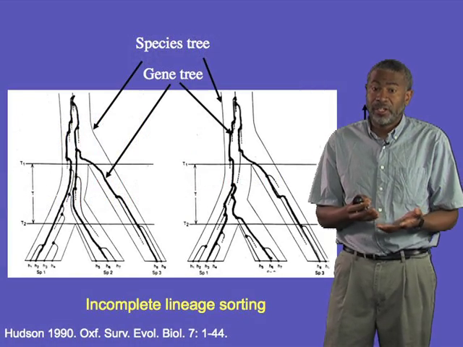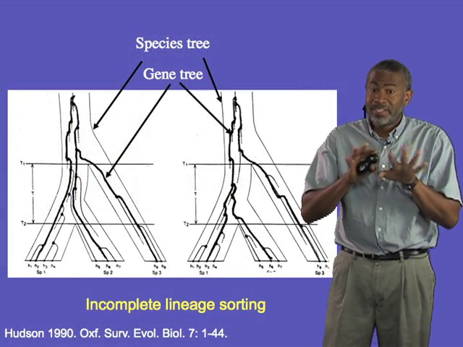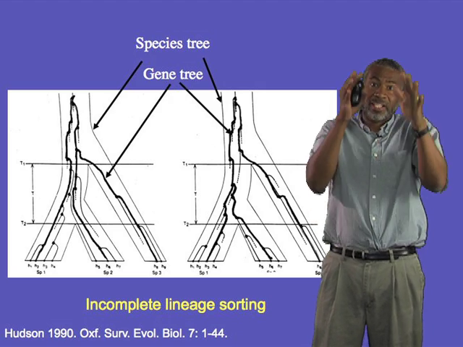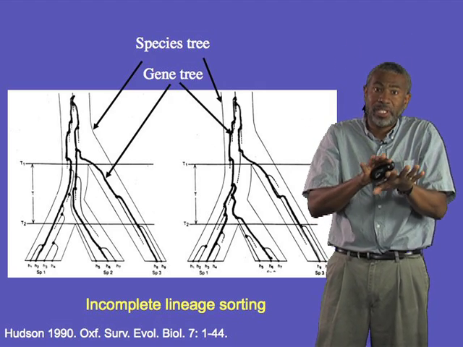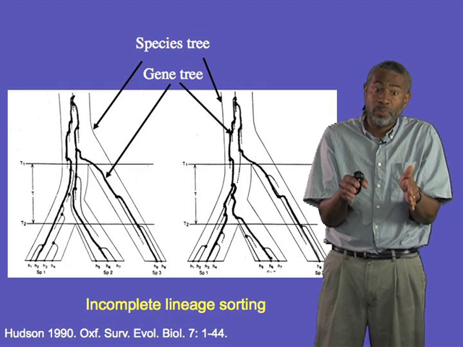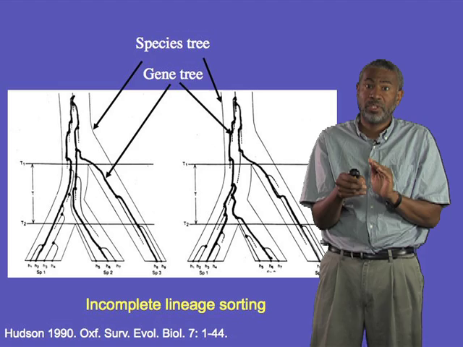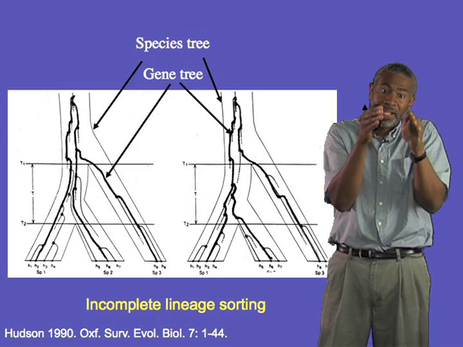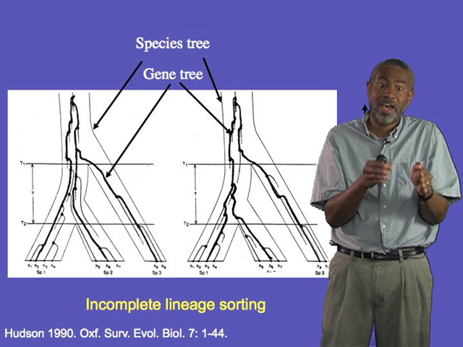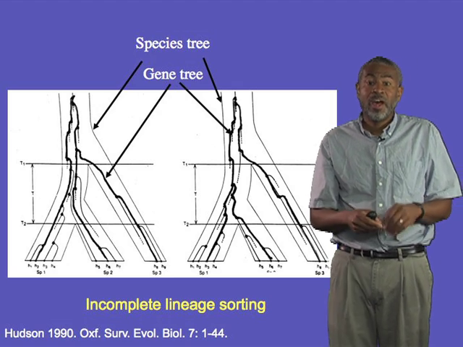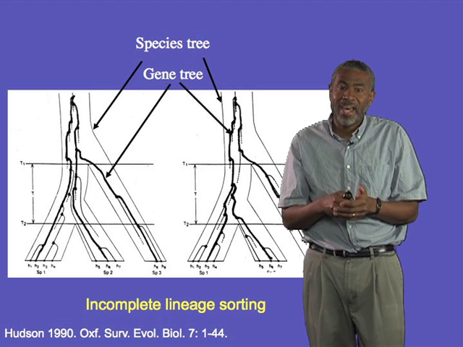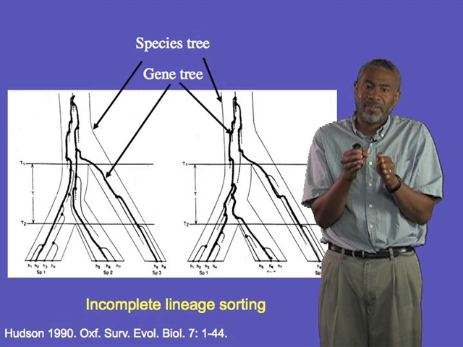So what you can see here are two examples of population history. In both examples, you've got a single ancestral population splitting into three different populations. First splitting into two at time T1, and then one of the lineages splitting into another two populations at time T2.